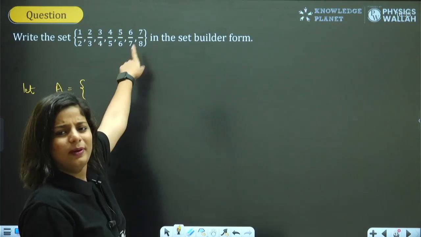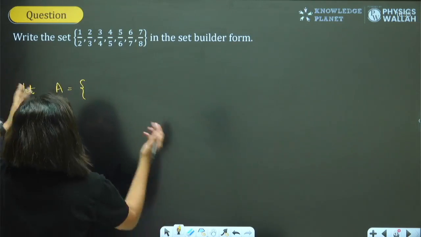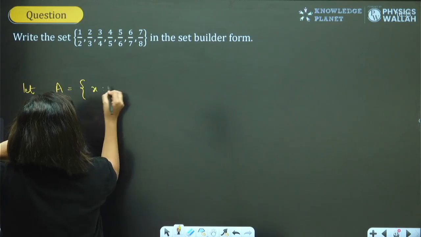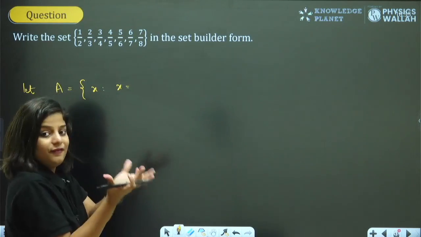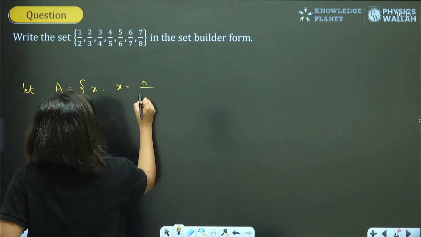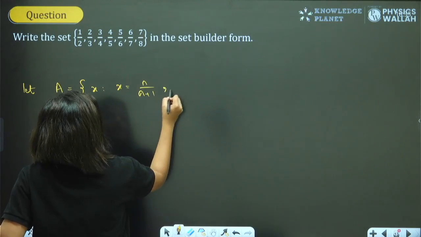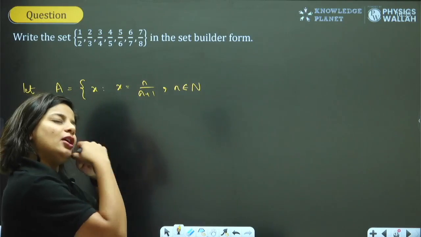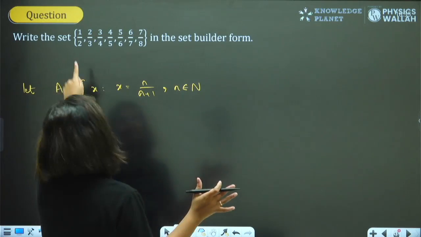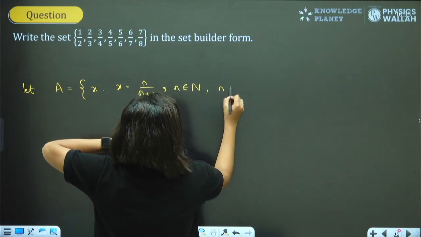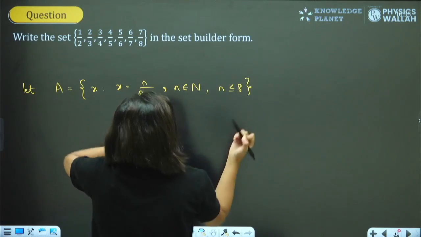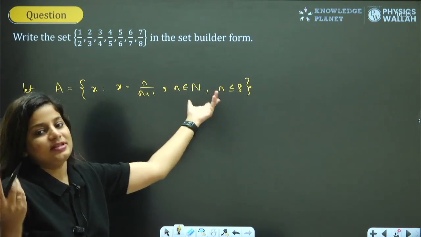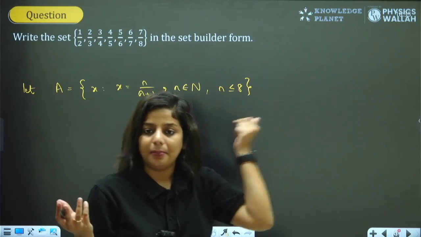1 by 2, 2 by 3, 3 by 4, 4 by 5. I can say it is a set of all x such that x is of the form n upon n plus 1. And what is n? n belongs to natural numbers. And are we taking all the natural numbers? No, we are taking from 1 to 8. So n should be less than or equal to 8. No need of writing 1, because natural numbers anyway start from the number 1.